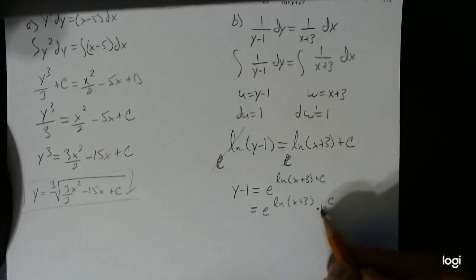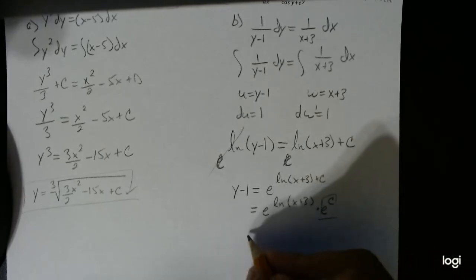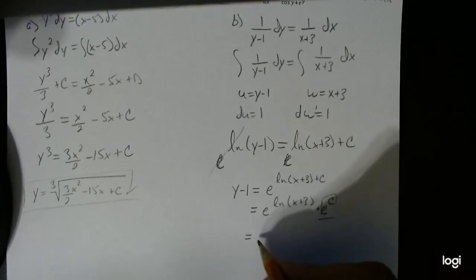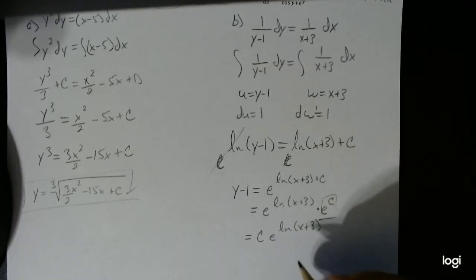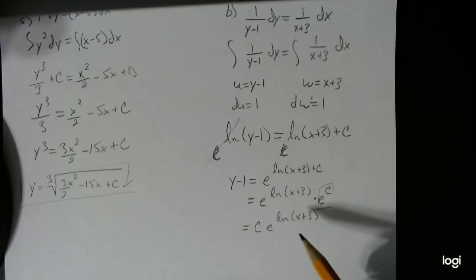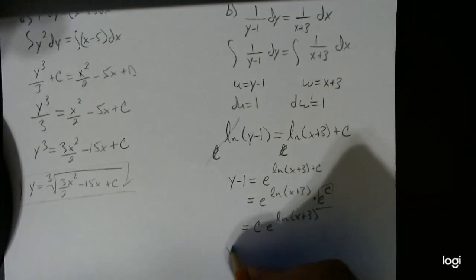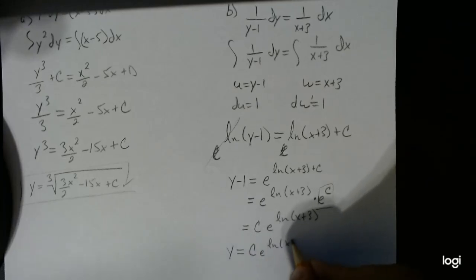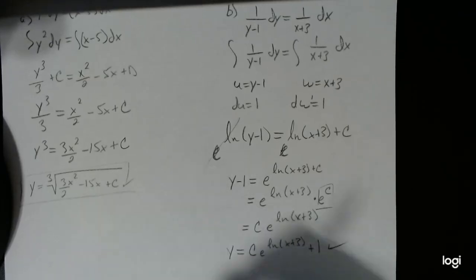But again, this is just some constant. E to some value is just a constant. So really, if you want, you just multiply by a constant. All of that simplification ends up looking like this. Last step, adding the 1 over. And there we go. Now we're at this point here.